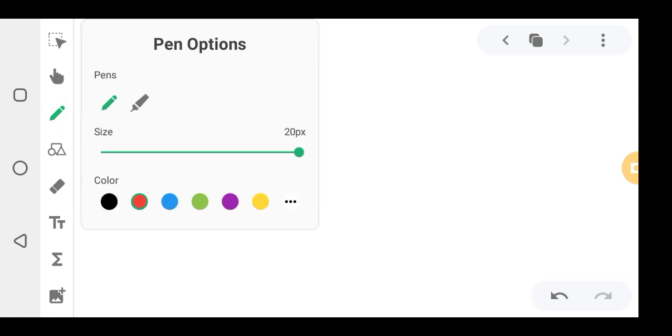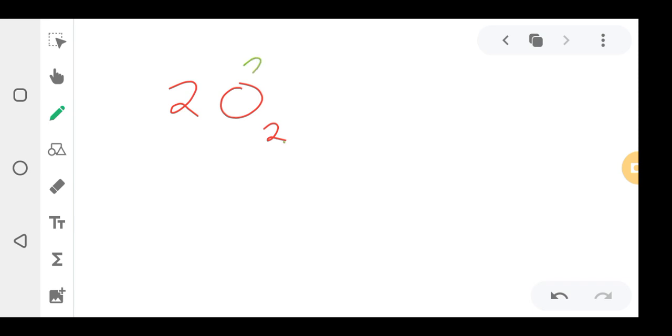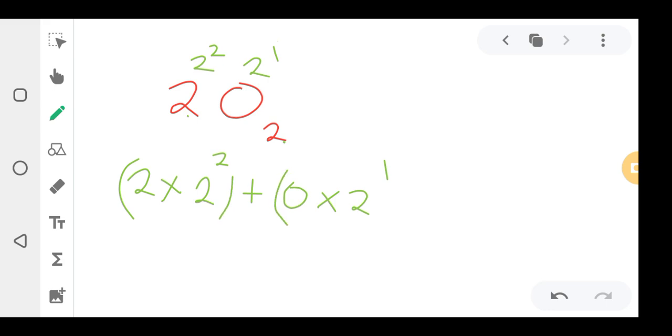What's the first thing that you do? I think I explained. If this is 20 base 2, you first convert to base 10. Since it's base 2 here, you put 2 here, also 2 there, and in front of the 2s you put the powers. So you start with 2 times 2 to the power 1, plus 0 times 2 to the power 0. You put brackets like this.